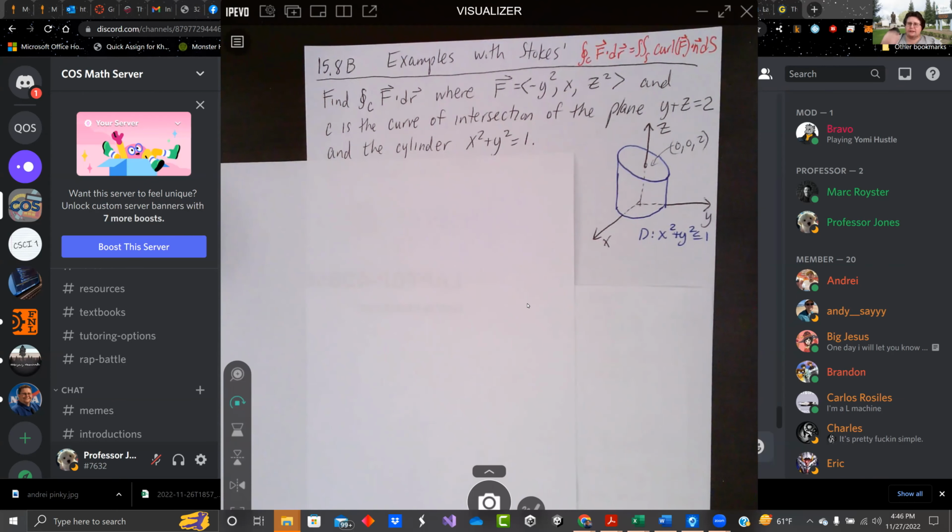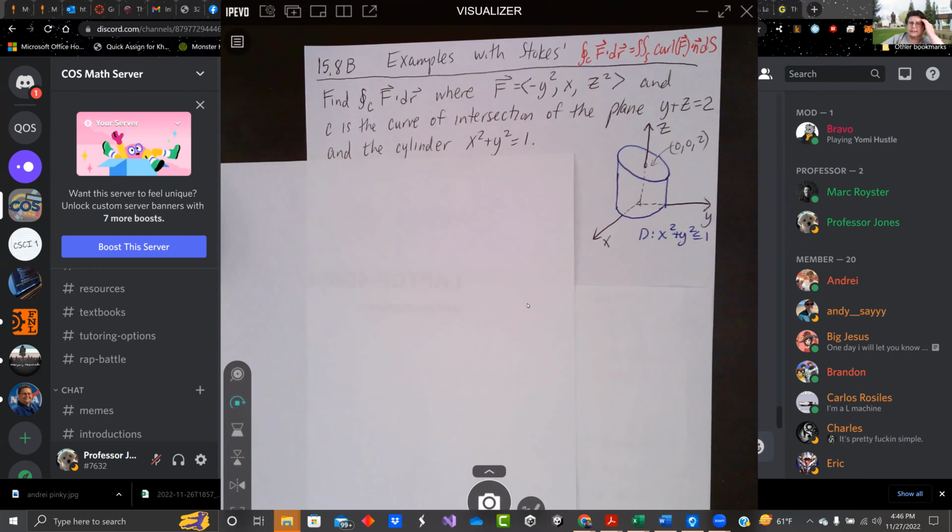We're looking at Stokes' theorem in Calculus 3. Let's just dive right into it. I got the formula up top in case you forgot it from the last video. We can do the curl of f dotted with n for the surface integral instead of doing the line integral of f dot dr. So we're going to find f dot dr where f is negative y squared in the x direction, x in the j direction, and z squared in the k direction.